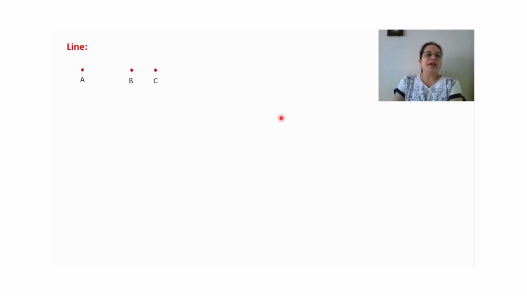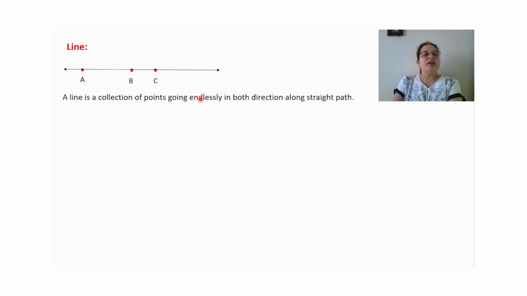Now the next one is line. Here you can see that I have taken 3 points. With these 3 points we can draw one line. So this way we can define a line. A line is a collection of points. I have taken only 3 points, you can take many points. So a line is a collection of points going endlessly in both the directions along a straight path. The arrows on the right hand side and left hand side indicate that we can extend the line in both the directions. So this is the figure to represent a line.